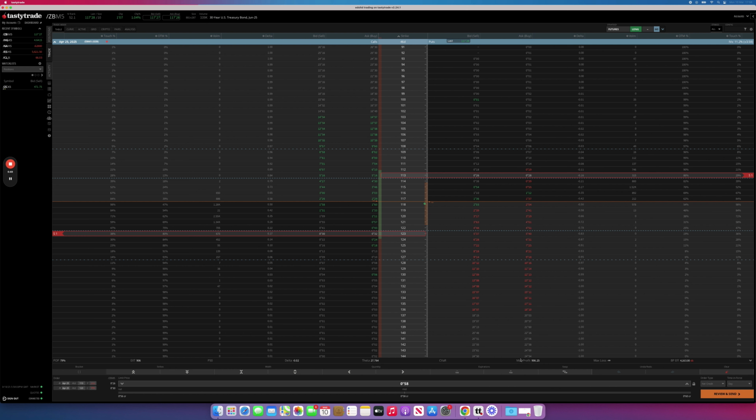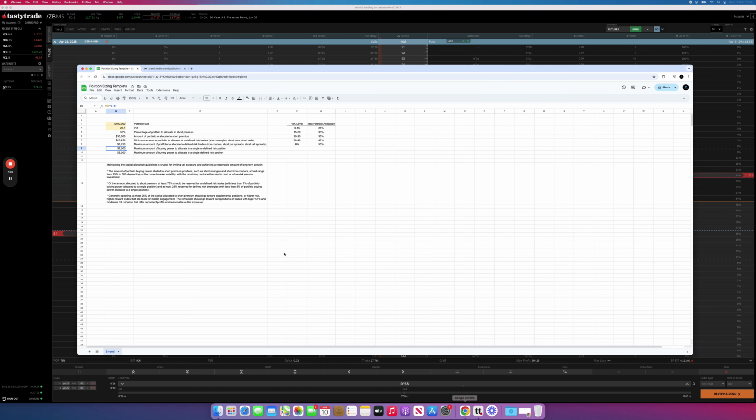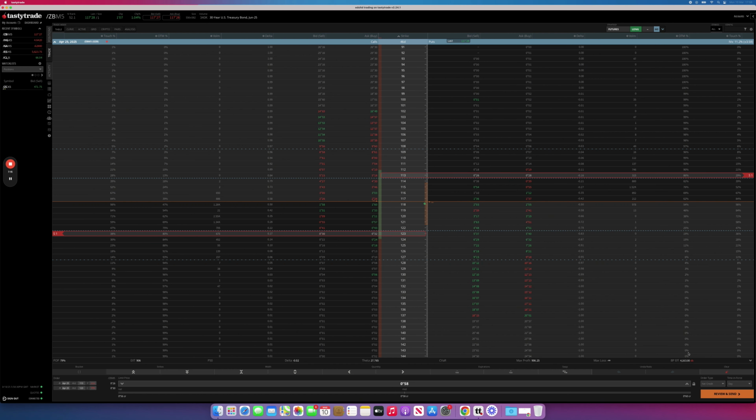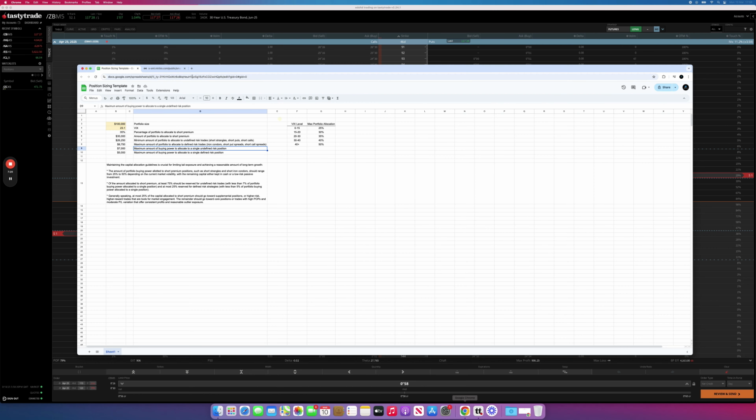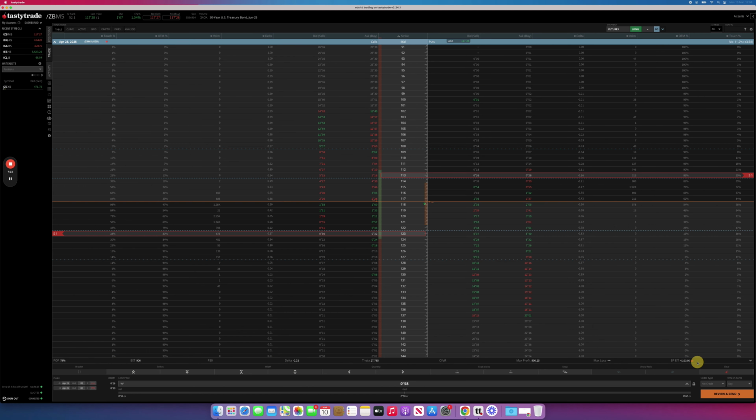That's going to get added to our cash balance, and we're going to collect that upfront as soon as the trade gets filled. It's going to be done automatically by the broker, and this is where our position sizing comes in. So our buying power requirement is going to be $4,163 in this instance. And if we go back to our template, we can see here that the maximum amount of buying power to allocate to a single undefined risk position is $7,000, and in this instance we only need to use 4,000. So this position would fit well in this example portfolio that we're looking at.